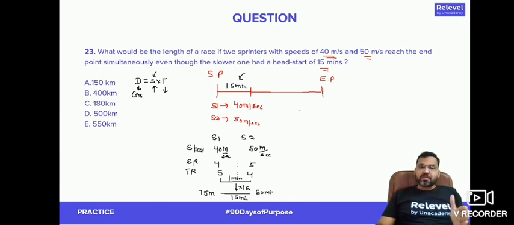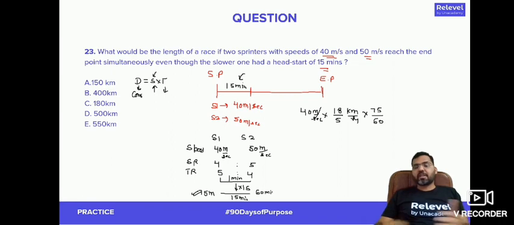Now, at a speed of 40 meters per second, which can be converted into kilometer per hour by multiplying it by 18, meter per second will finally become kilometer per hour. And in 75 minutes, the whole distance is traveled. Minute can be converted by dividing it by 60. This is 75 by 60.